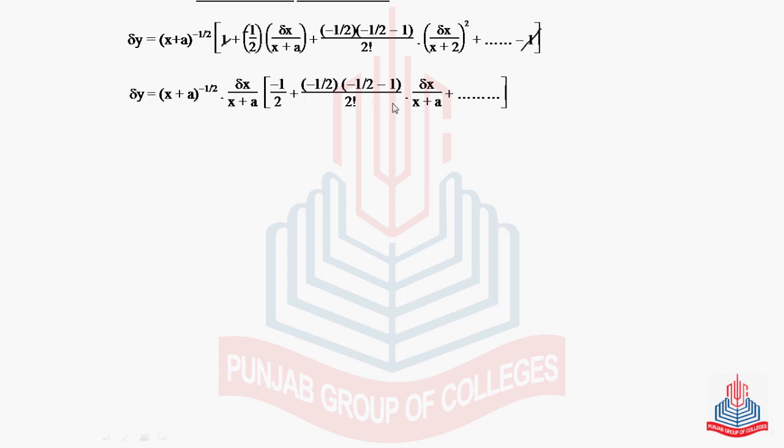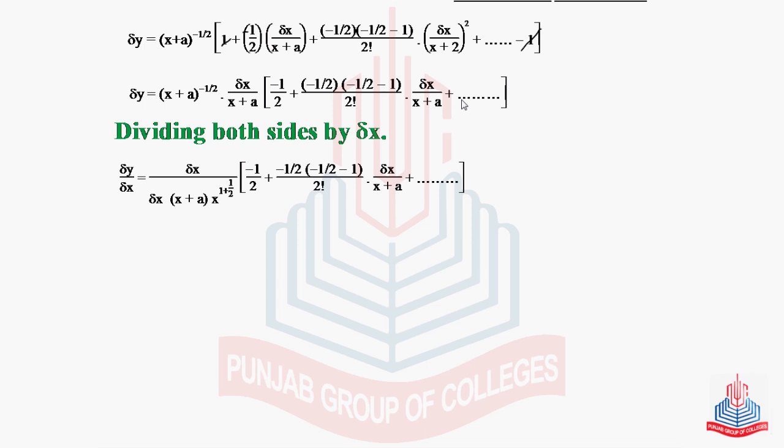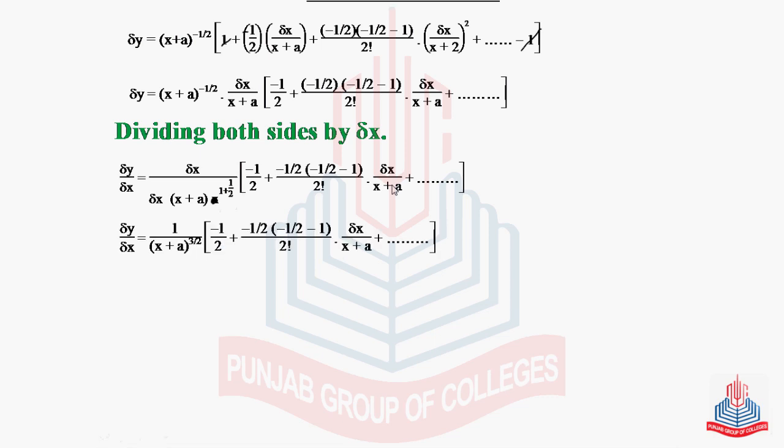Dividing both sides by delta x, delta y by delta x, with delta x over x plus a, combining these two powers because of the same base. Sorry, this one is not x. So x plus a raised to the power 1 plus 1 by 2. This bracket portion will remain the same. After cancelling this delta x, we have delta y by delta x equal to 1 over x plus a raised to the power 3 by 2, and the bracket portion remains the same.